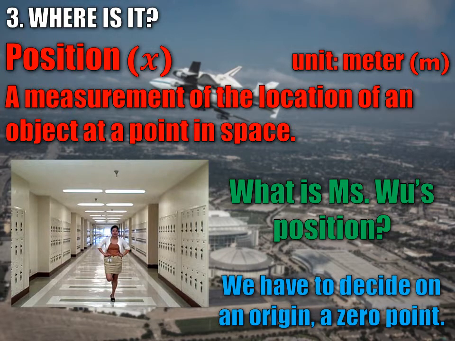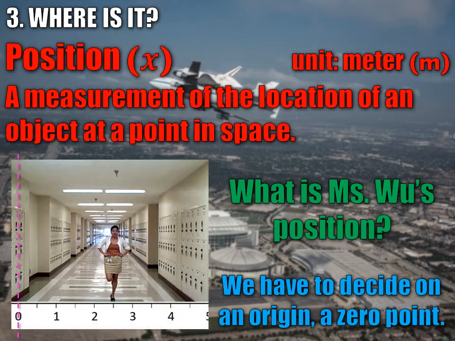And in fact, we need to decide at an origin, a place that we're measuring from. So some students chose the lockers. This other student chose the camera that took this picture. We need to have a 0 point. So let's go ahead and define the 0 point to be here on the left where that dotted pink line is. And now I'll ask you the question again, what is Miss Wu's position?